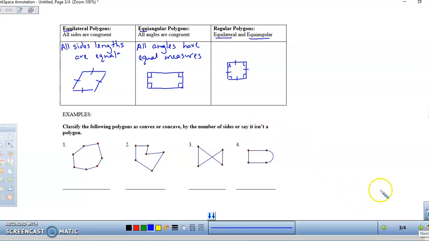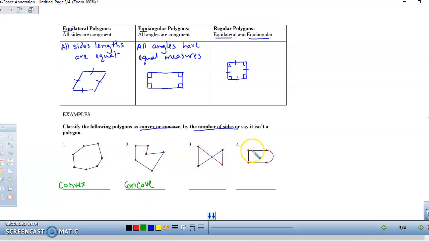Okay, next you're going to classify the following polygons as convex or concave based on the picture by the number of sides, so triangle, quadrilateral, hexagon, octagon, whatever it is, or say that it isn't a polygon. So pause and do that. Welcome back. So this guy is going to be convex. It's all just a normal looking one. This one caves in. That one's going to be concave. We'll count the sides here in a second.